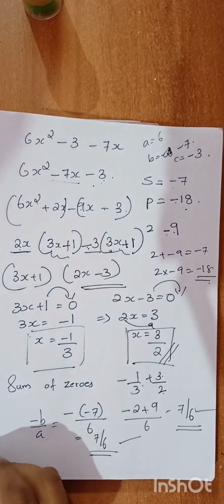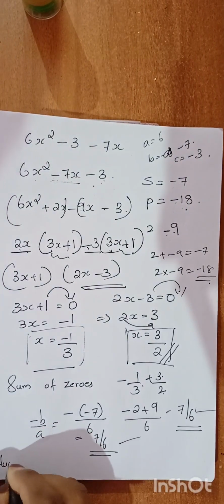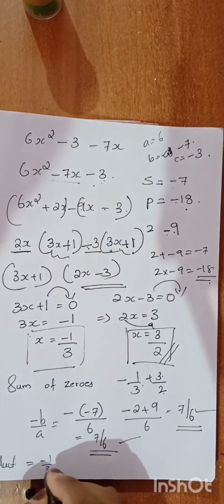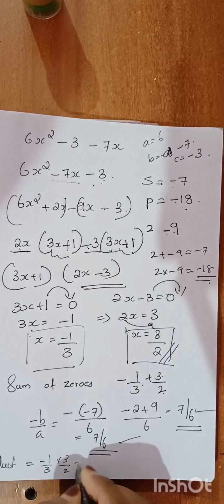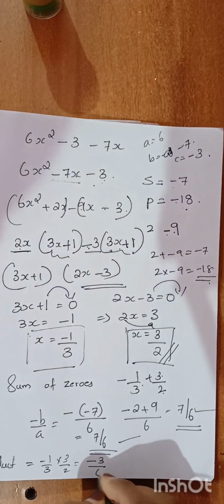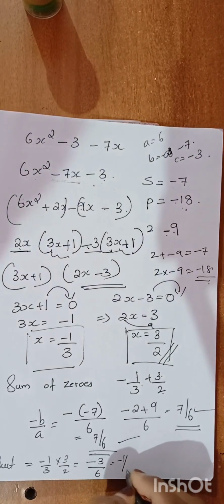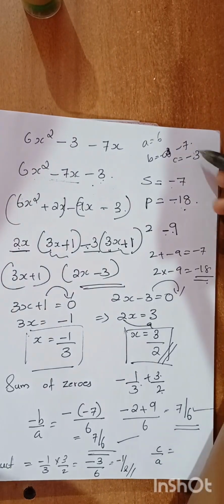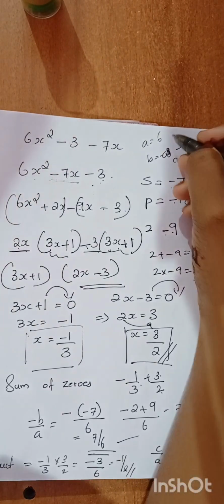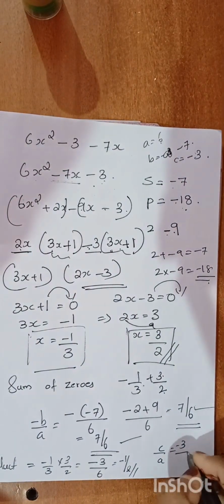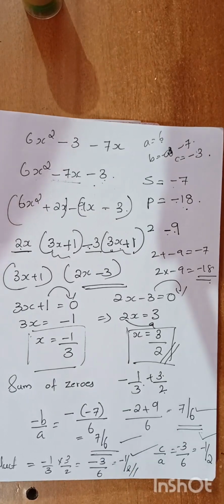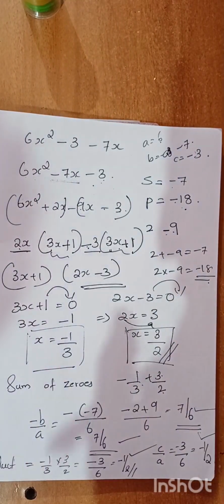And what about the product? Product is equal to minus 1 by 3 into 3 by 2. The answer is minus 3 by 6, that is minus 1 by 2. And what about the formula c by a? C here is minus 3 and a is 6. It is minus 3 by 6, again minus 1 by 2. Both the answers are correct, hence the answer is verified.